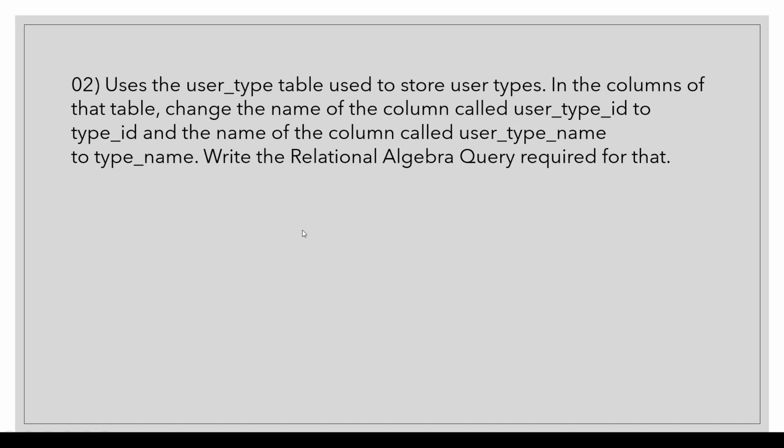The user type table is used to store user types. In the columns of that table, change the name of the column called user type ID to type ID, and the name of the column called user type name to type name. Write the relational algebra query required for that. Again we have to use the renaming method.